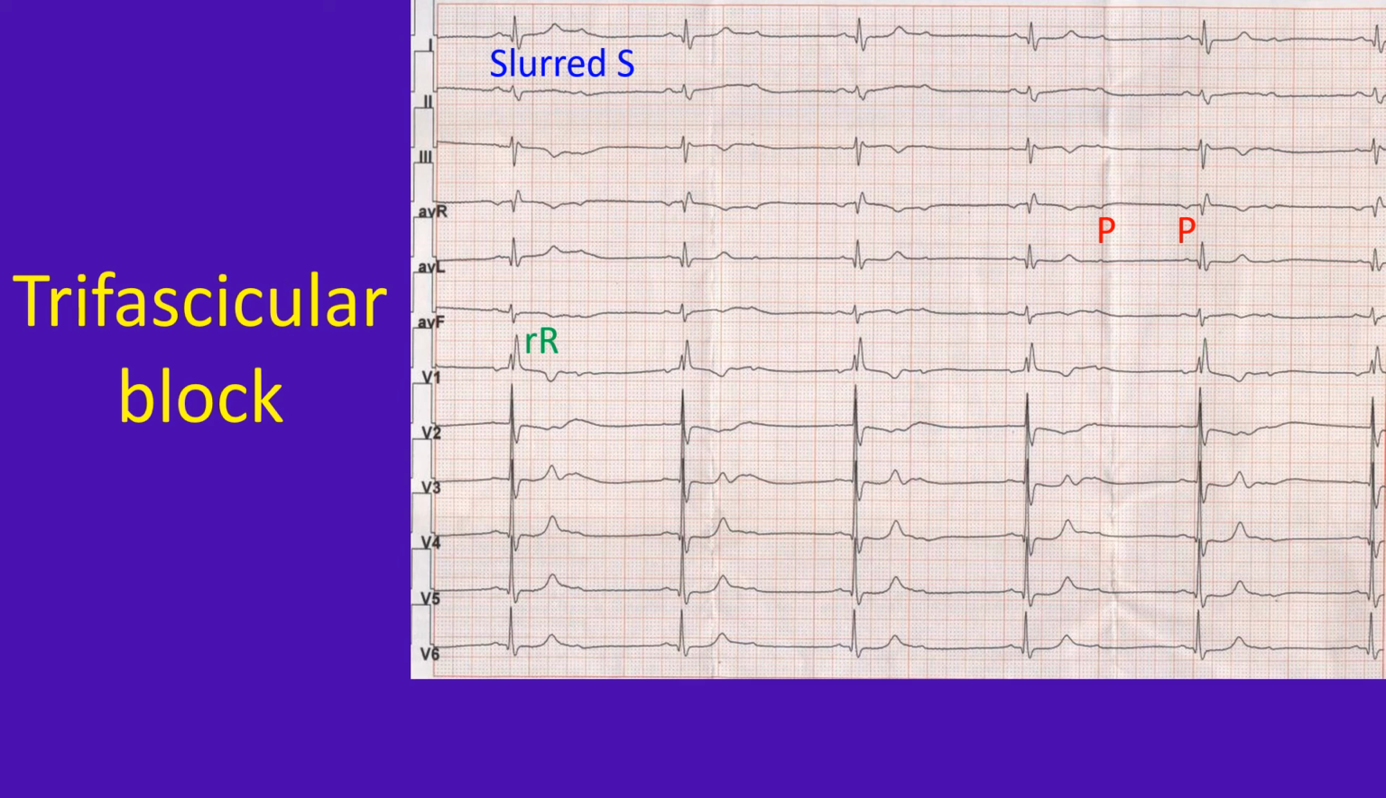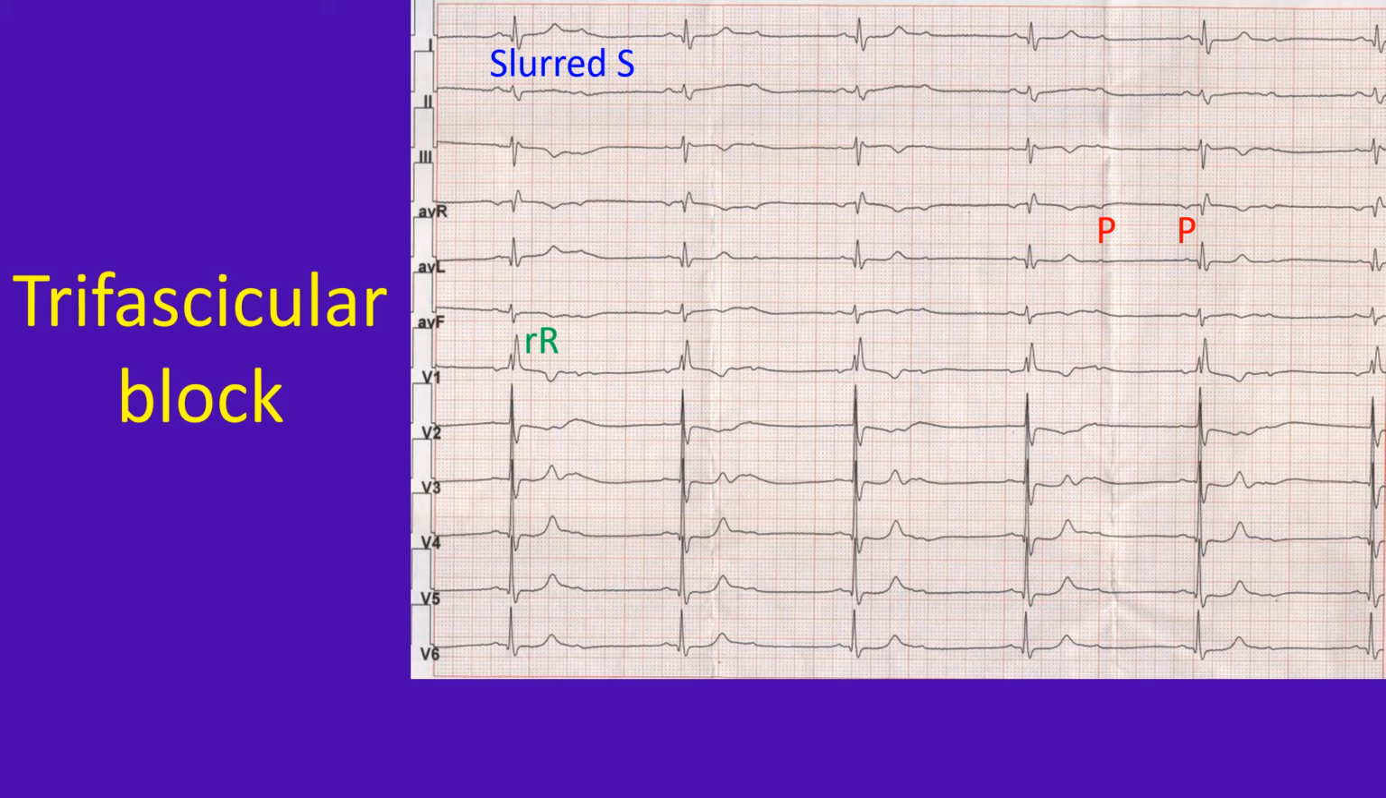RR interval is 1800 milliseconds and PP interval is 900 milliseconds, suggesting 2:1 AV conduction. There are small Q waves in lateral leads. Slurred S waves are seen in lead 1 and AVL, and RSR prime pattern is seen in V1, suggesting right bundle branch block. 2:1 AV conduction in the presence of RBBB suggests that conduction in the left fascicles is delayed and blocked. Overall, this constitutes one type of trifascicular block.